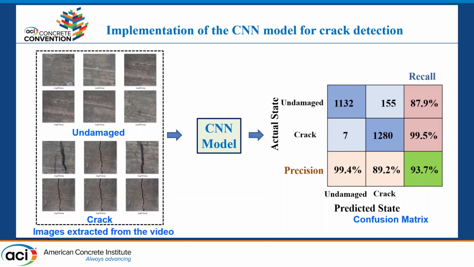We want to check the reliability of the CNN model we developed. So the images that were extracted from the video were manually separated into two folders, undamaged and cracked. These folders were input into the CNN model. The CNN model gave an accuracy of 93.7% in classifying these images to the undamaged and cracked. So from this, we can see that the model that we developed previously is reliable in classifying the images that it had not seen before.